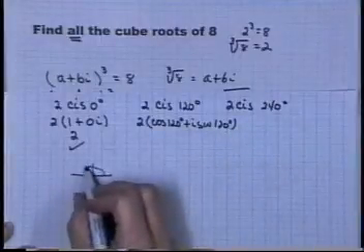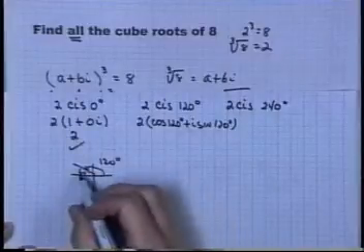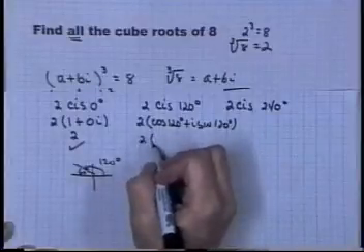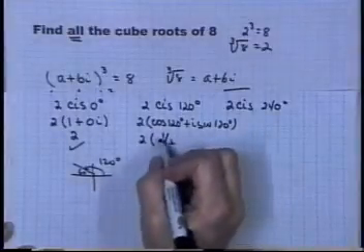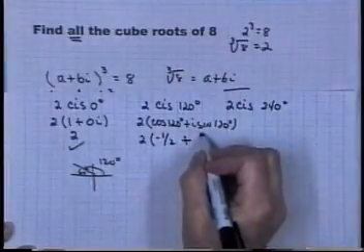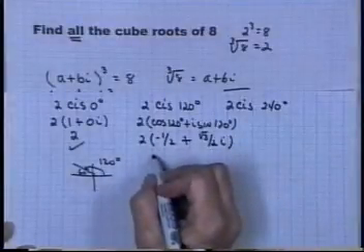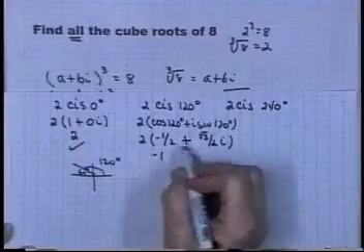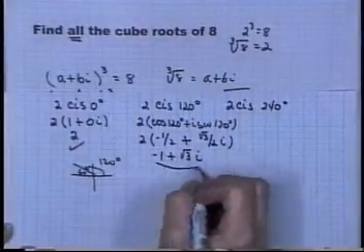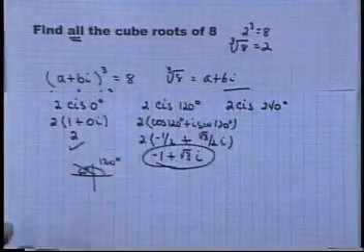Now 120 degrees is over here in quadrant 2, reference 60. In quadrant 2, the cosine is negative, isn't it? And the cosine of 60 degrees is 1/2, so that's negative 1/2. In the second quadrant, the sine is positive. The sine of 60 is square root 3 over 2. So 2 times this gives me a negative 1, and multiplying here I get a plus square root 3 times i. You can check this out, but if you cube this number, you're going to get 8.